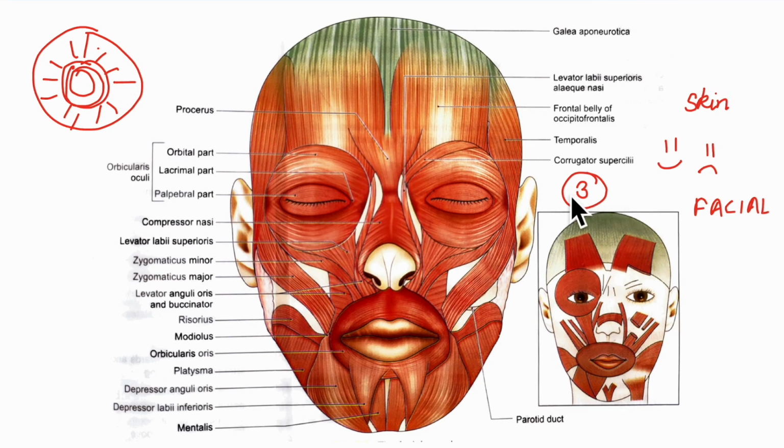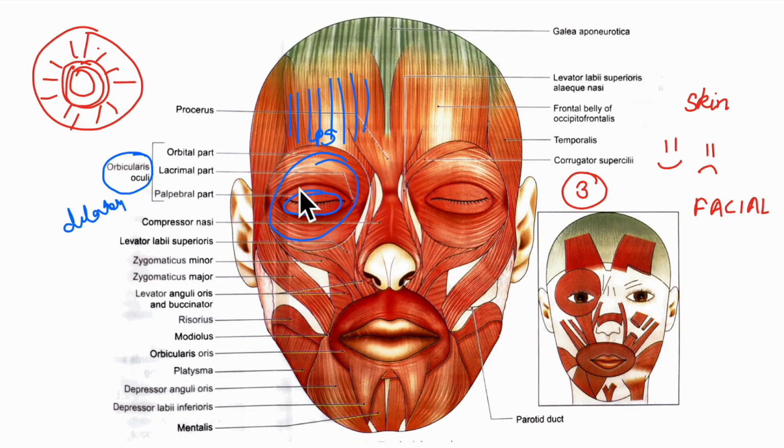Out of the three fissures of the face, let's look at the sphincters and dilators of the first fissure, that is the palpebral fissure. As a sphincter, we have the orbicularis oculi muscle that you see right here. For the dilators, we have the levator palpebrae superioris muscle and also the frontal part of the occipitofrontalis muscle that you see right here.